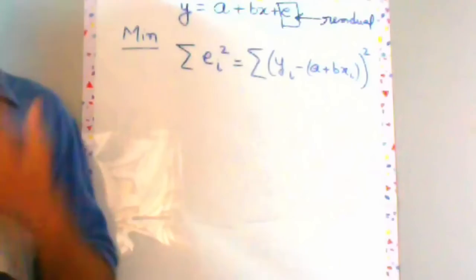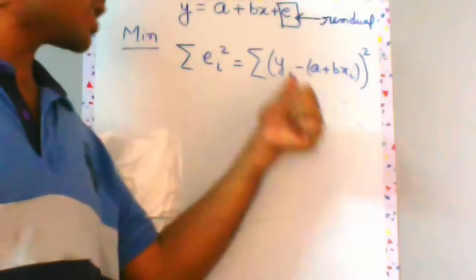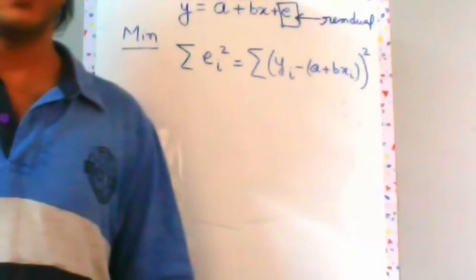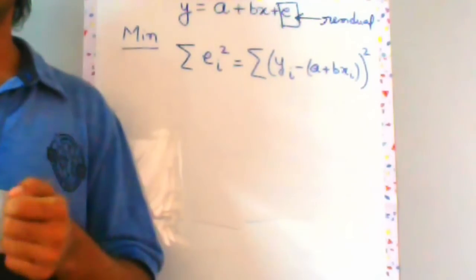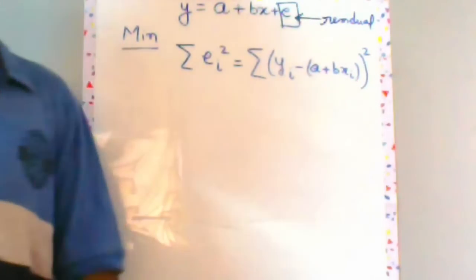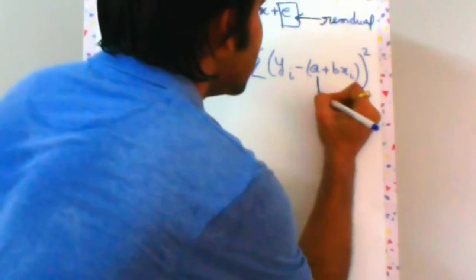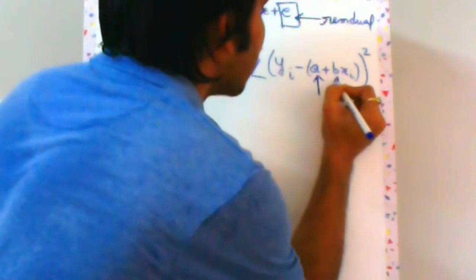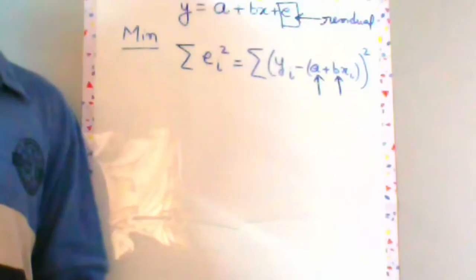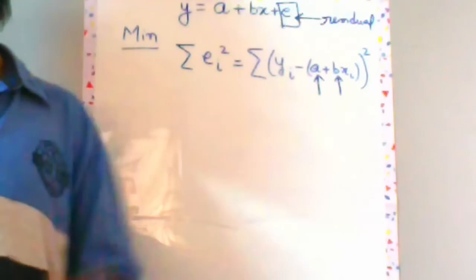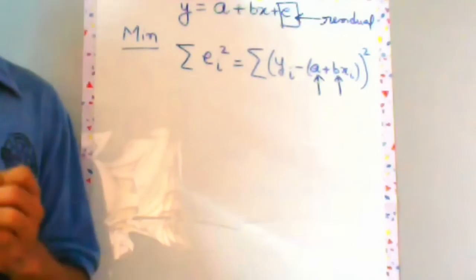And what are the things which are changing? Remember, x, y are not changing over here. We are trying to find a and b, so we need to change a and b to find the minimum of this. So we need to change a and b and find them accordingly. So we need to differentiate this with respect to a and b. Let us go ahead with that.